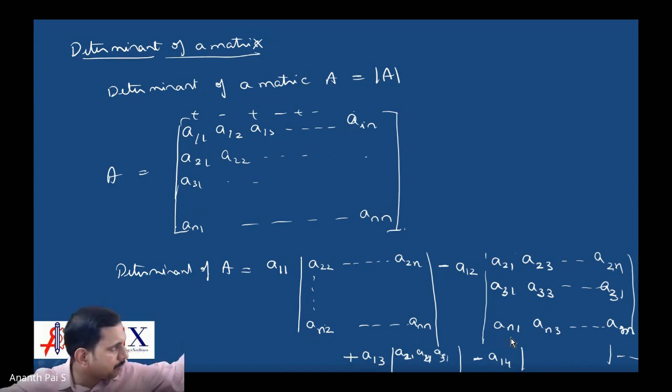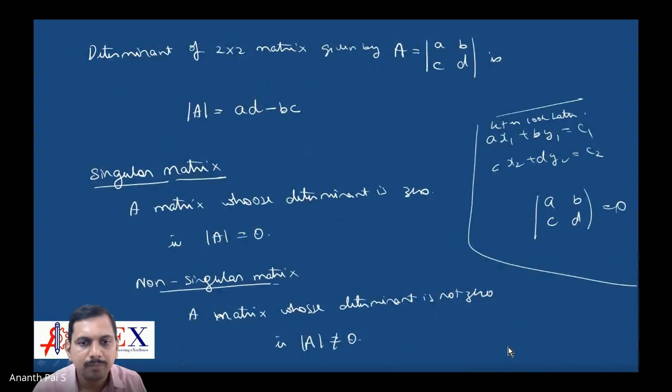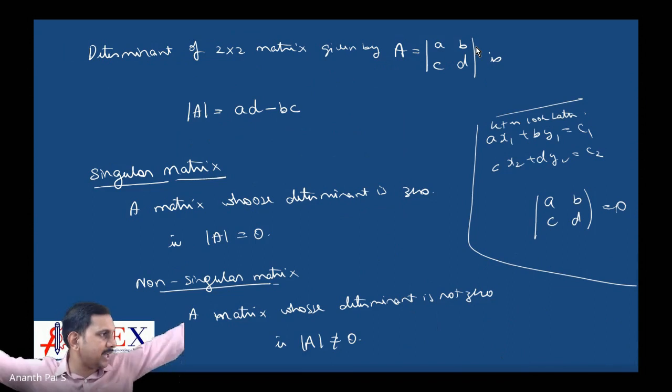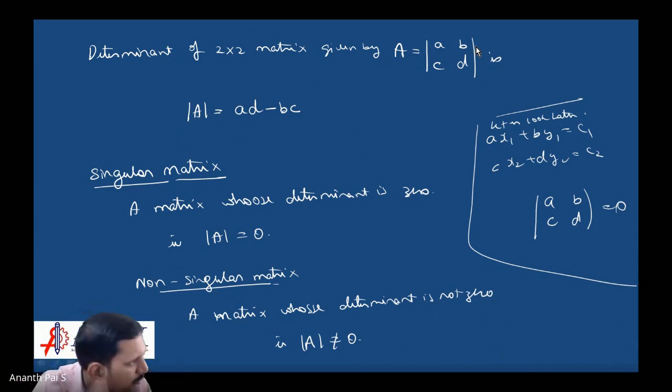So any amount of things you can find out. The determinant of a 2 by 2 matrix is AD minus BC, because at the end it comes to a 2 by 2 matrix. So if there is an n-dimensional square matrix, at the end it has to come to a 2 by 2 matrix. Non-square matrices do not have determinants. It's only square matrices that have determinants.